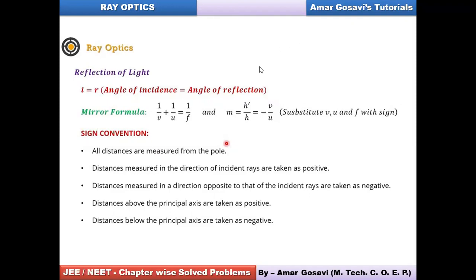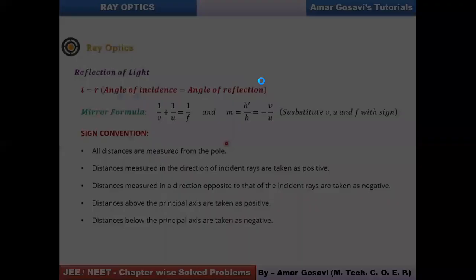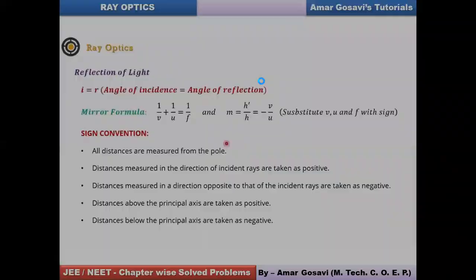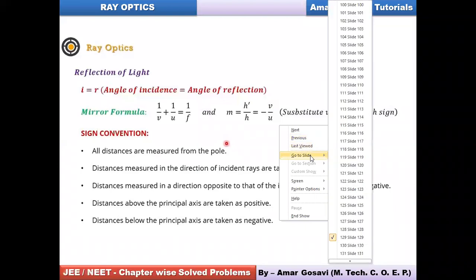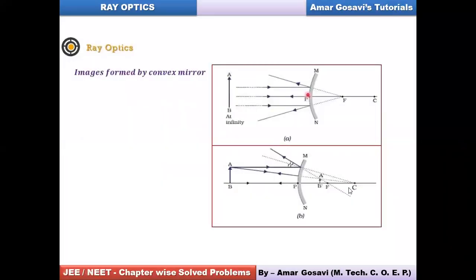So let's exactly analyze how the ray diagram would look like, friends. Just give me a moment. Sorry. So let's have a look at this, okay? How the images are formed in case of convex mirror.